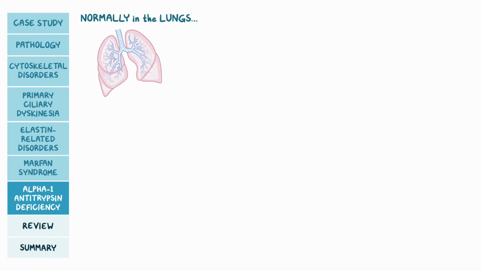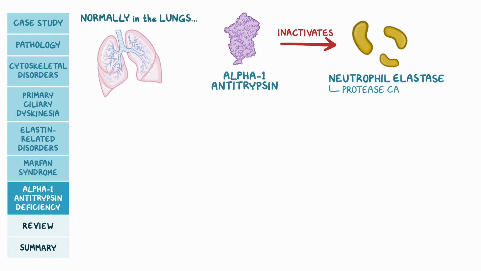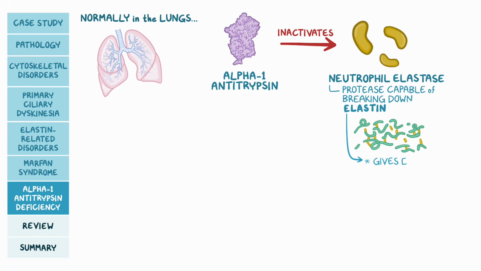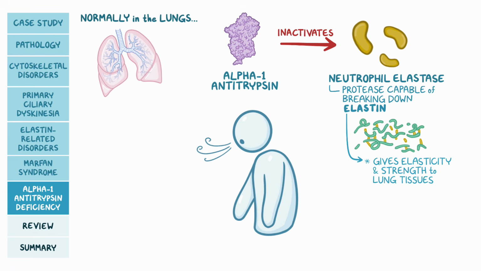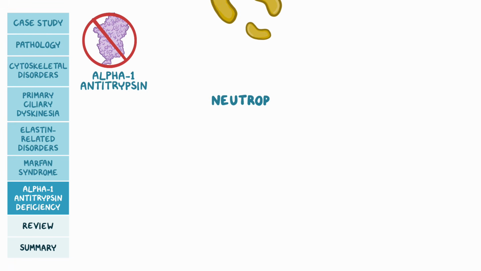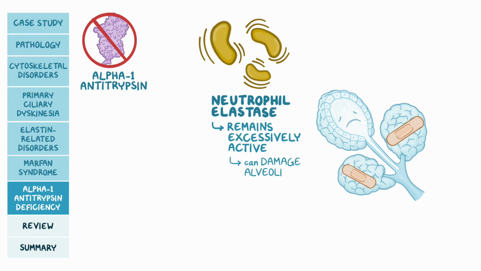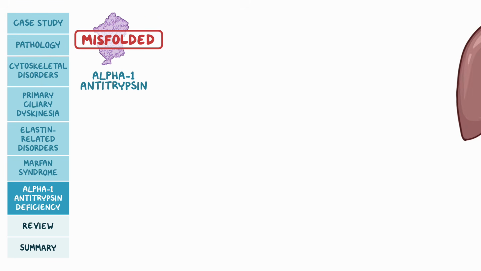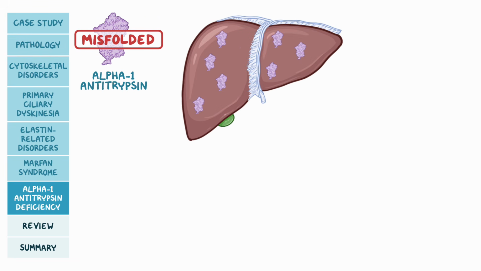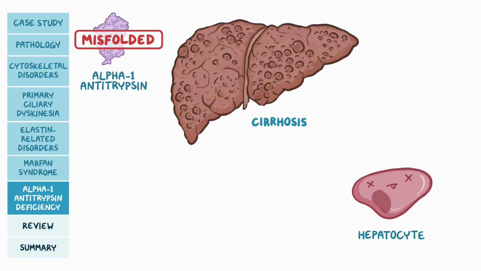Now, normally in the lungs, alpha-1 antitrypsin inactivates neutrophil elastase. This is a protease capable of breaking down elastin, which gives elasticity and strength to lung tissues, so as to allow lung expansion and elastic recoil when breathing. But when there's a deficiency of alpha-1 antitrypsin, this elastase remains excessively active and can damage the alveoli in the lungs. In addition, misfolded alpha-1 antitrypsin can build up in the liver, damaging and killing hepatocytes. As a result, individuals develop cirrhosis, a process in which normal liver tissue is replaced with scar tissue.